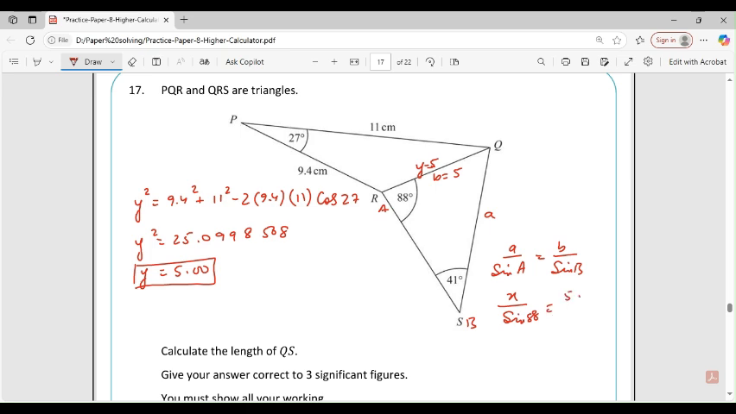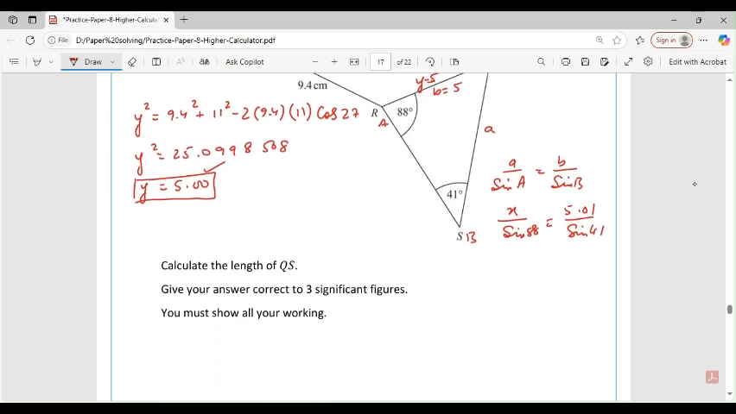And this is 5.01, I take 5.01, and this is going to be equal to sine of 41. So once we put all these values in the calculator, x is equal to 5.01 multiplied by sine of 88, cross multiplication, divided by sine of 41. So this should give you x equals 7.63.